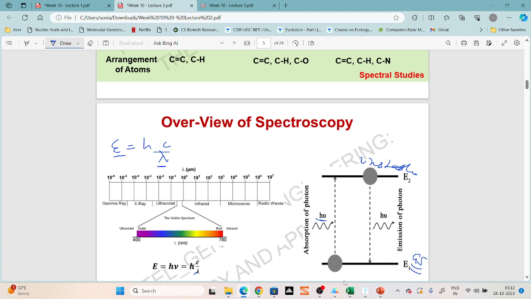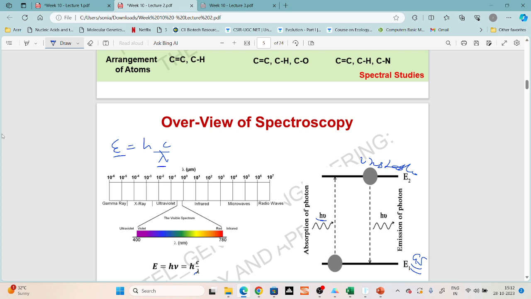That means radio waves have the least energy, so this amount of energy cannot be sufficient to knock off an electron from its shell outside the atom.